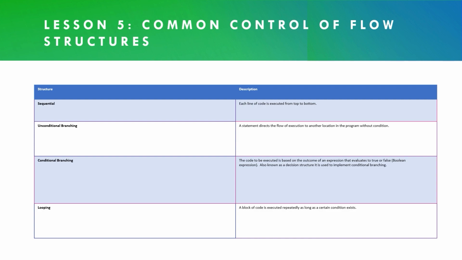Conditional branching is when the code to be executed is based on the outcome of an expression that evaluates to true or false, so a Boolean expression. It's also known as a decision structure, and it is used to implement conditional branching.